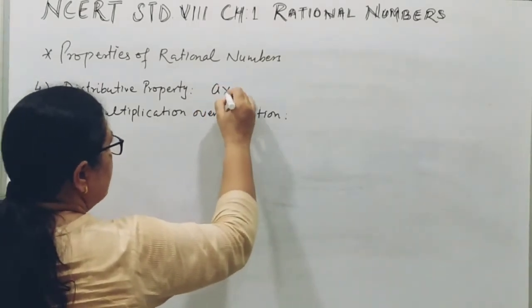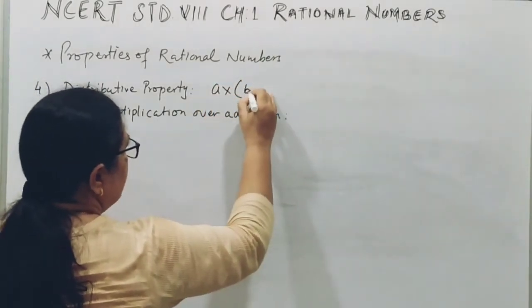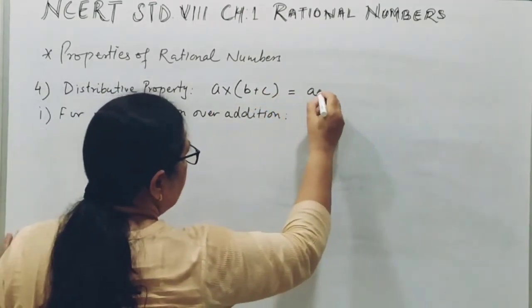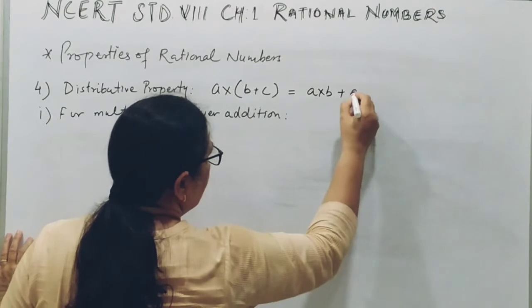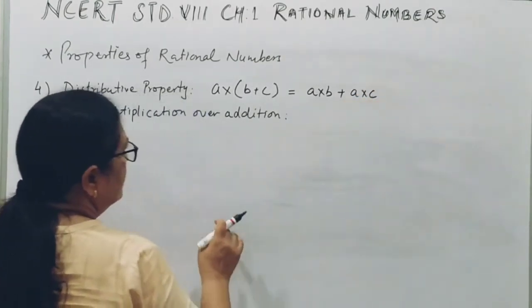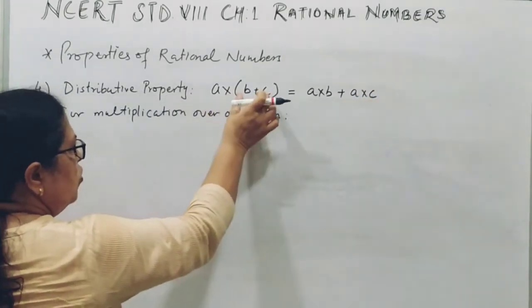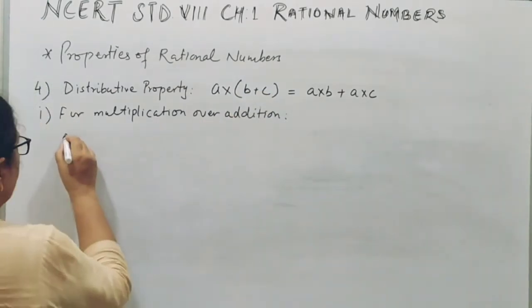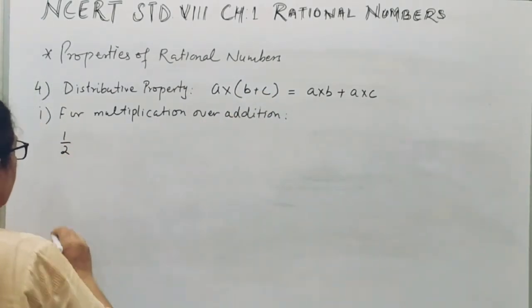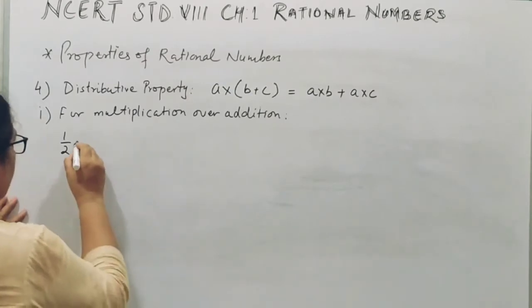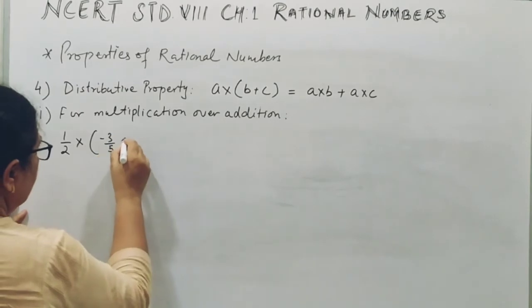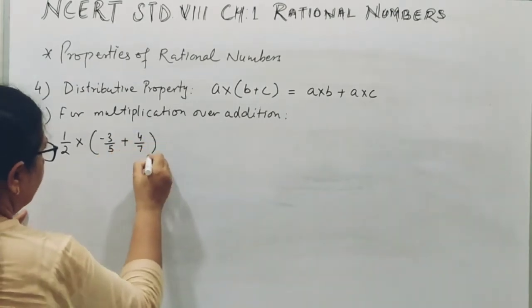Suppose we have 3 rational numbers, that is a, b and c. So a into b plus c is equal to a into b plus a into c. Here this is multiplication over addition. So we'll explain it with the help of an example. Let us take the rational numbers 1 upon 2 into minus 3 upon 5 plus 4 upon 7.